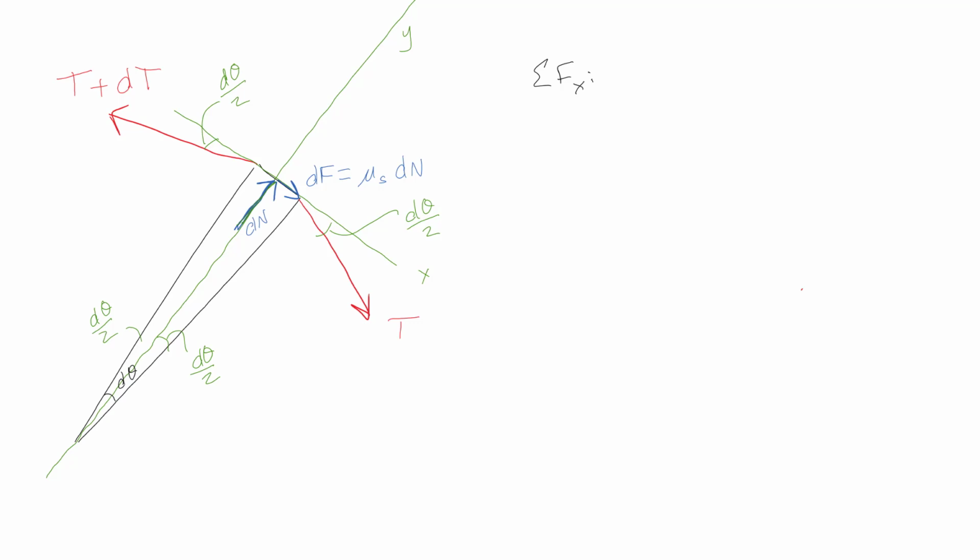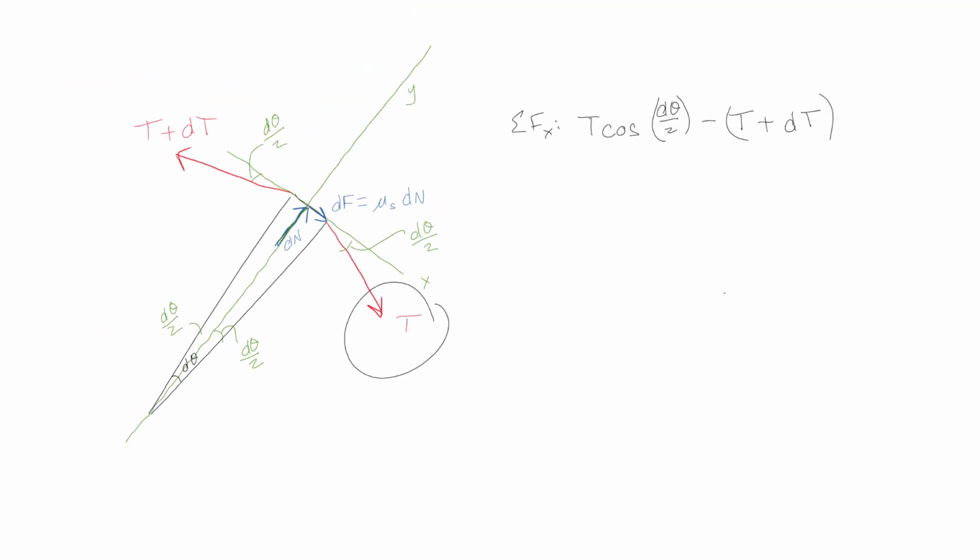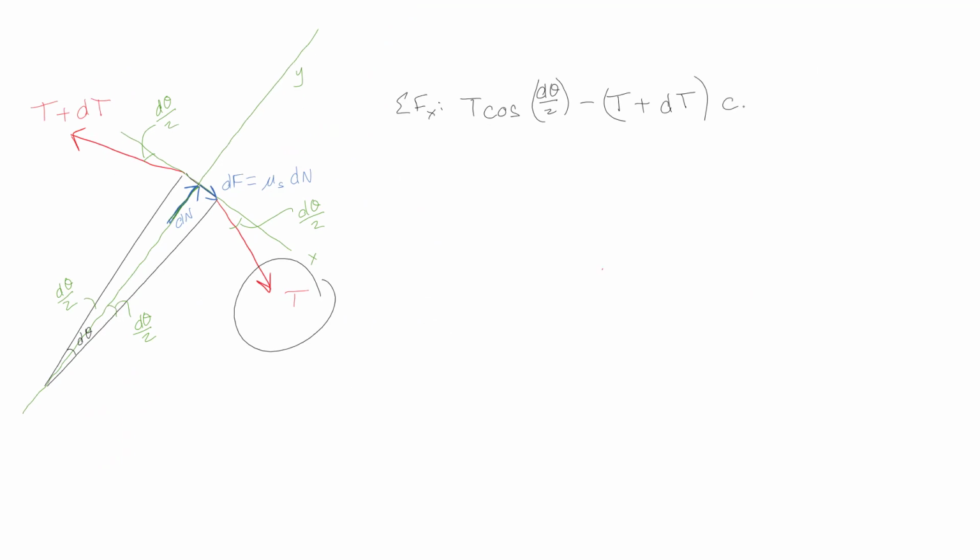So I've got t cosine d theta over 2, right? That's this dude. And then minus t plus dt, and then that's going to be cosine d theta over 2. And then what else do we have? Anything else? Oh, yeah, and then the df. So that would be us dn, and again, in the positive direction. So plus mu s dn equals 0. Okay, so basically I took a portion of this one, and all of this dude.